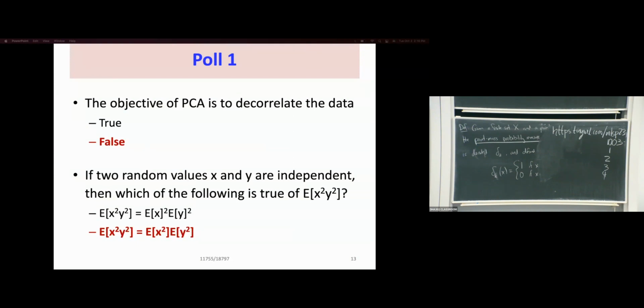So the first one is false because PCA's objective is not to decorrelate, right? It's to maximize the variance. The side effect is that you get decorrelated data. And then this one should be trivial. We don't put the exponents like this, we just distribute it.